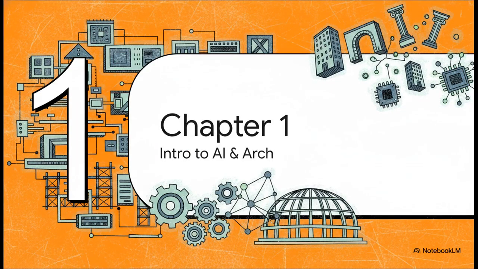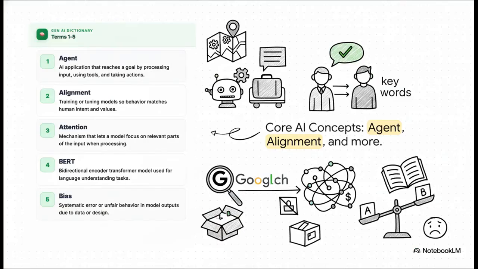All right, first up, Chapter 1, Intro to AI and Architecture. Think of these first few terms as the blueprints, right? These are the fundamental concepts that really define how these intelligent systems are designed and how they actually operate. Let's kick things off with an agent.